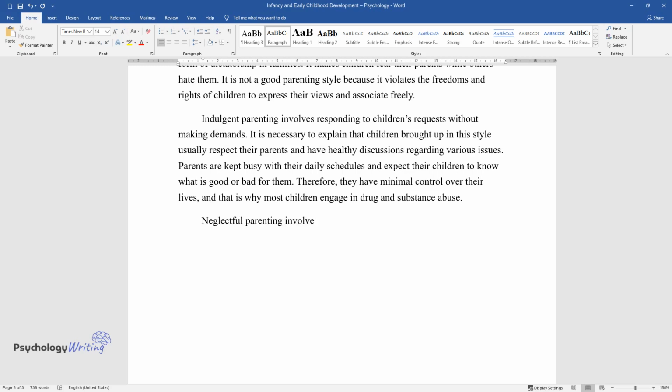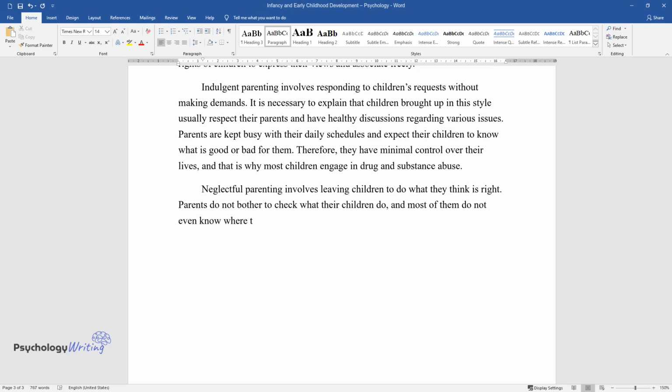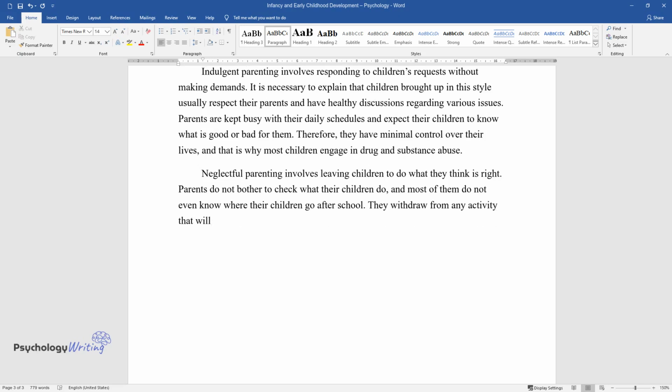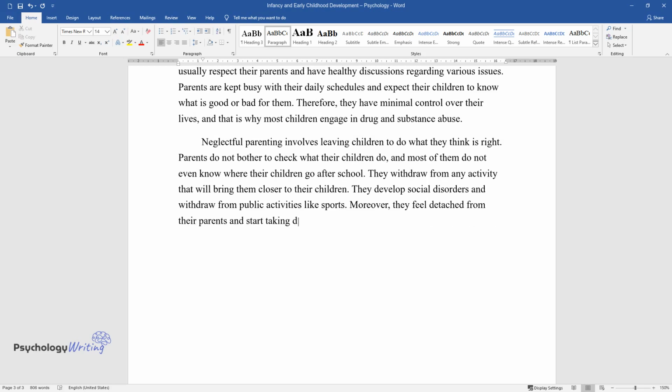Neglectful parenting involves leaving children to do what they think is right. Parents do not bother to check what their children do, and most of them do not even know where their children go after school. They withdraw from any activity that will bring them closer to their children. The children develop social disorders and withdraw from public activities like sports. Moreover, they feel detached from their parents and start taking drugs and other harmful substances at an early stage in life.